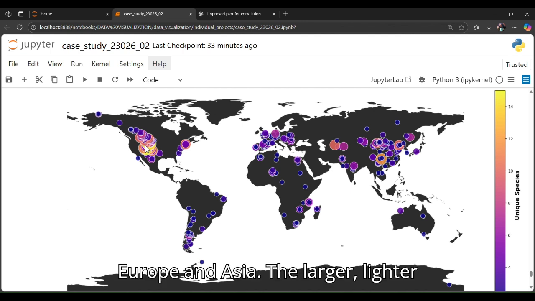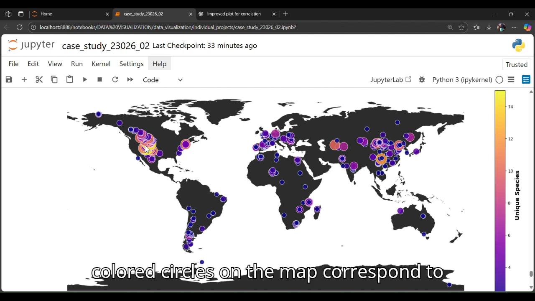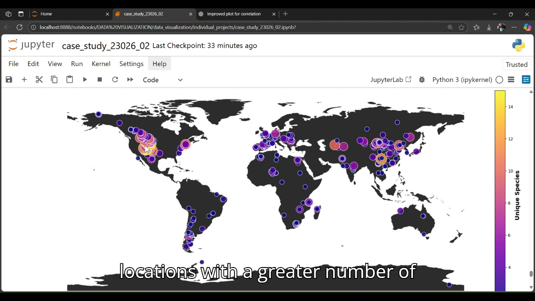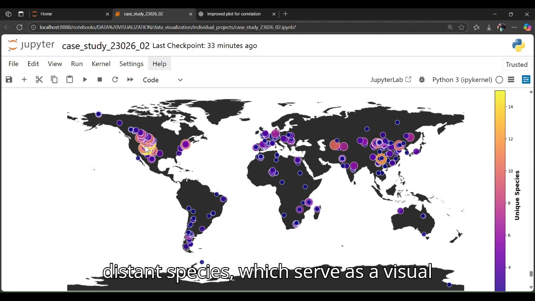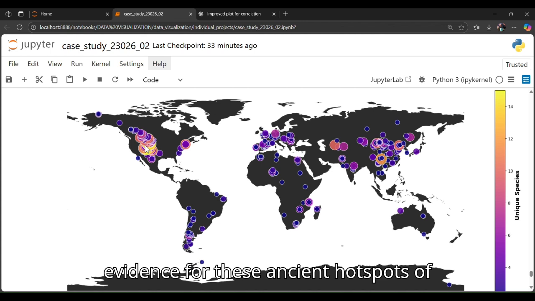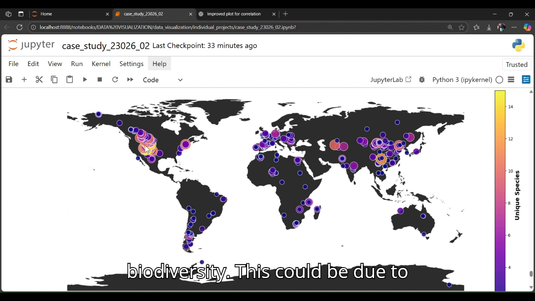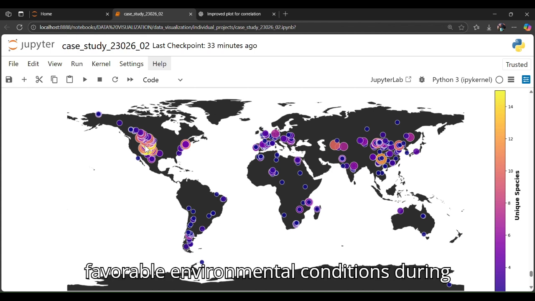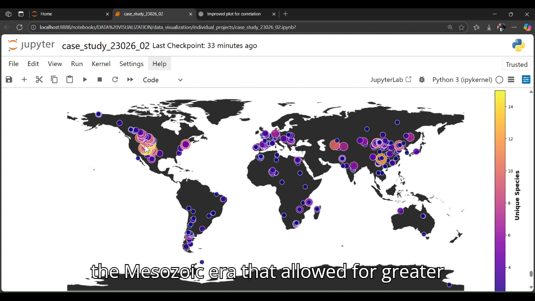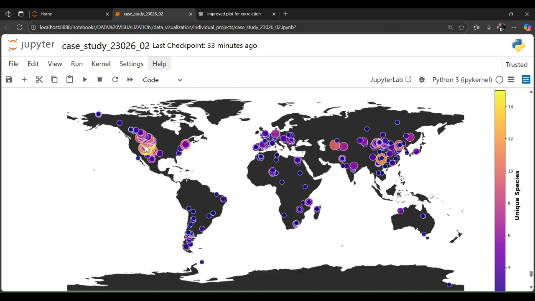and Europe and Asia. The larger, lighter colored circles on the map correspond to locations with a greater number of distinct species, which serve as visual evidence for these ancient hotspots of biodiversity. This could be due to favorable environmental conditions during the Mesozoic era that allowed for greater species diversity.